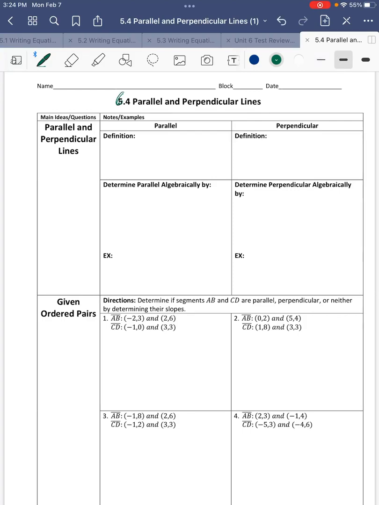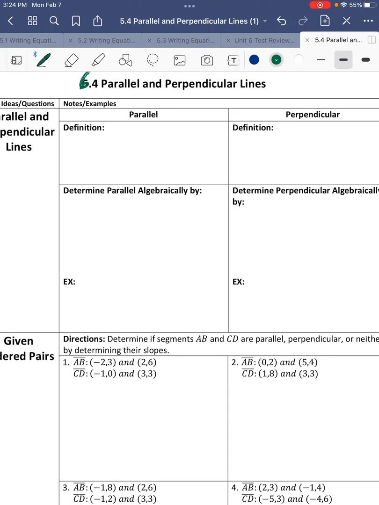Welcome to 6.4, parallel and perpendicular lines. So parallel lines are lines that never meet. They run right next to each other, going in the same directions, and never will meet. The symbol for these is pretty much just two parallel lines.